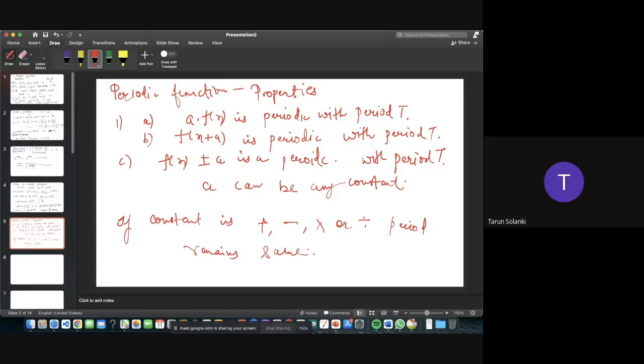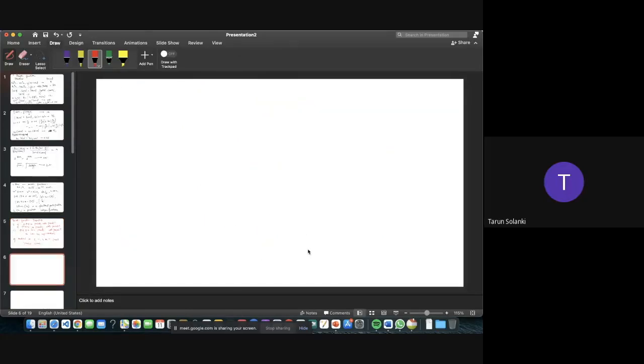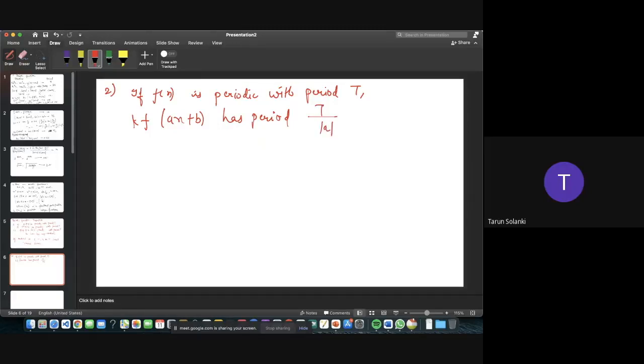Copied. So the next property is: if f(x) is periodic with period T, then f(ax + b) has period T by a, right? So the period is only affected by the coefficient of x, where b belongs to the constant.